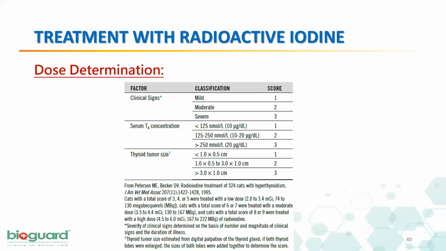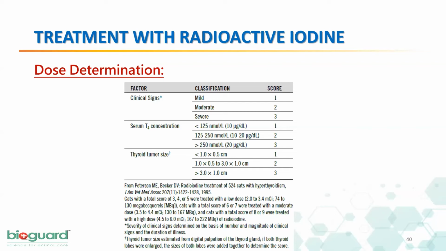Also, you can check the serum levels of T4 concentration. If the serum concentration is high, but not too high, you can use the low dosage. When it is 125 to 250 nanomolar per liter, then you can choose the second level of dosage administration. And of course, when it's fourfold or eightfold high, then you need the high level of radioactive iodine also.